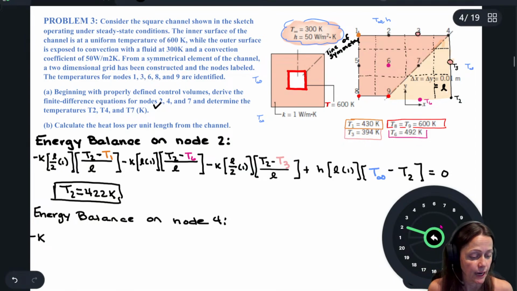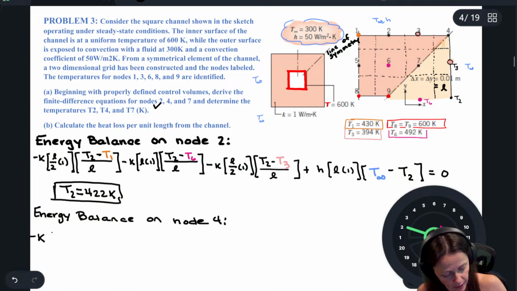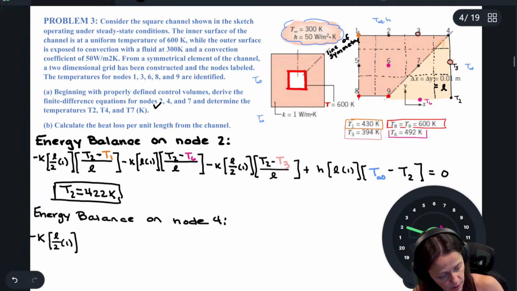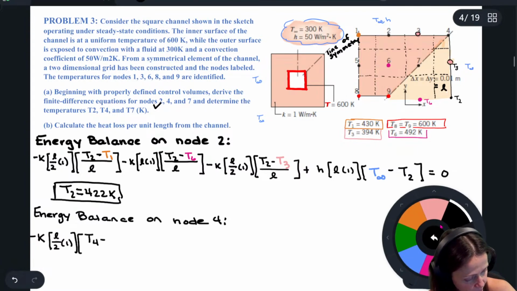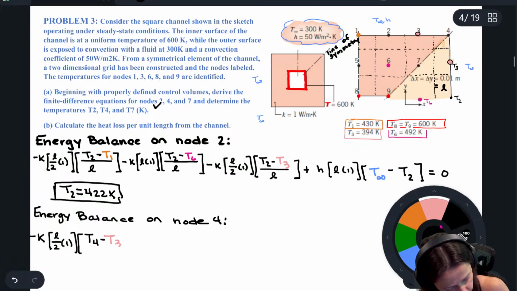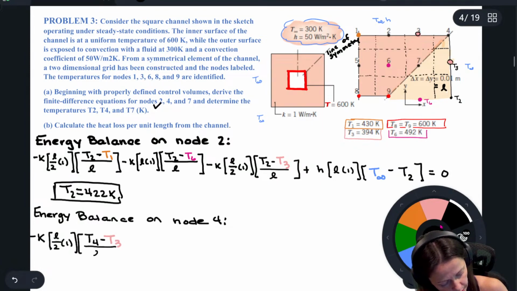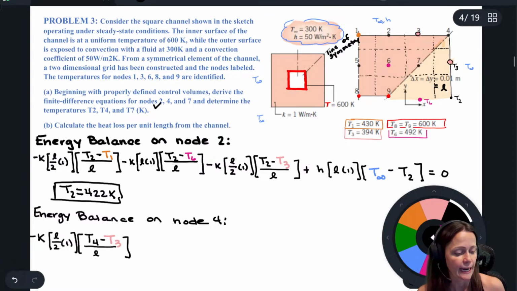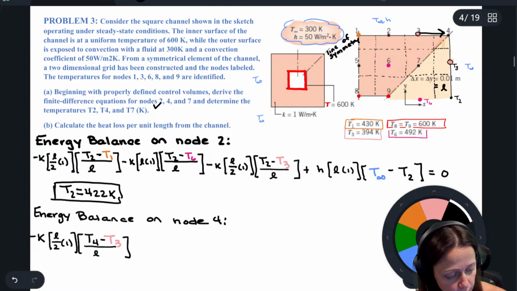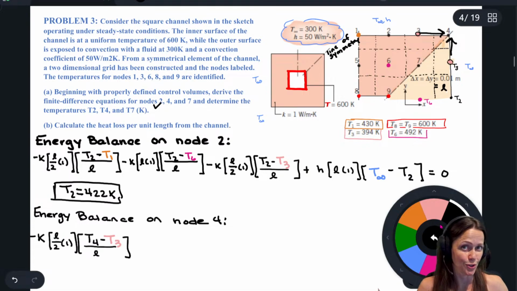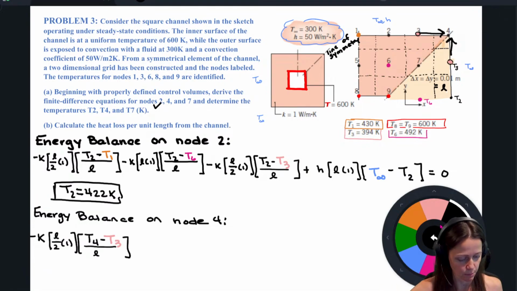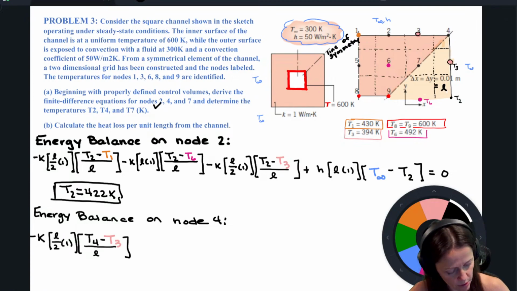There we go. Times the area, and it's going to be a half area. So L over 2 times 1 times (T4 minus T3) over L. All right. And actually, I've got 2 of those, don't I? Because I've got one from here and one from here, but they're coming from a node that's at the same temperature. So I think what I'm going to do is just multiply this by 2.